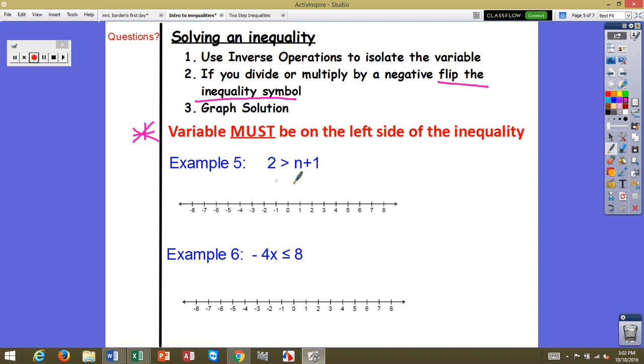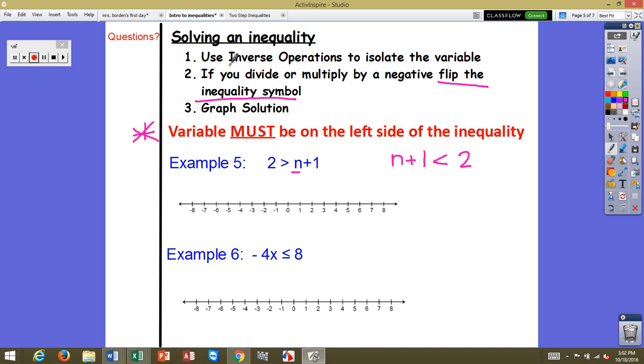So we look at example 5, and we see that the variable's on the right side. So I would go ahead and just rewrite it before you even solve it: n plus 1, flip your symbol around, is less than 2. After we've rewritten it so the variable is now on the left side, we're going to solve it.